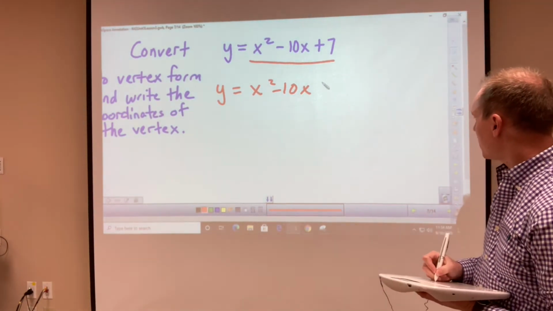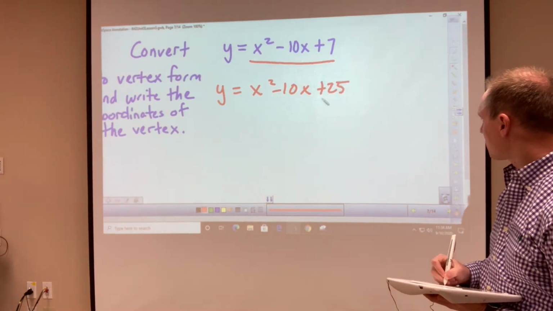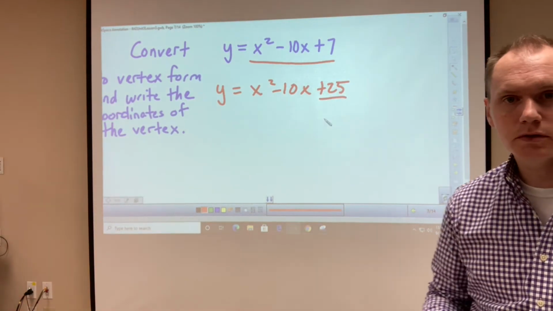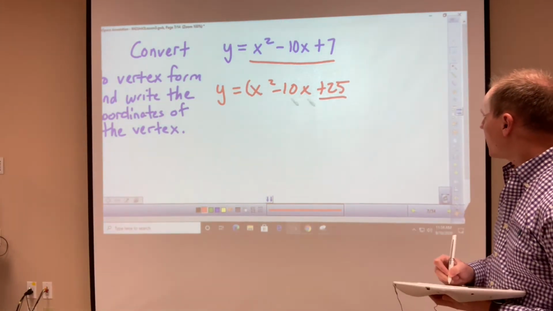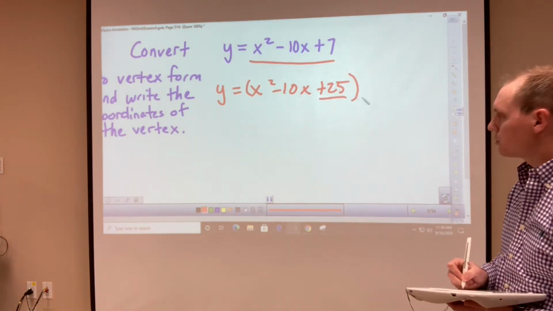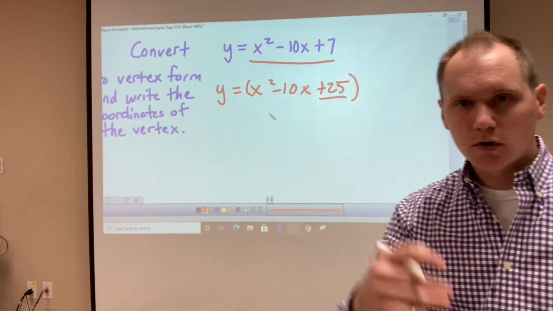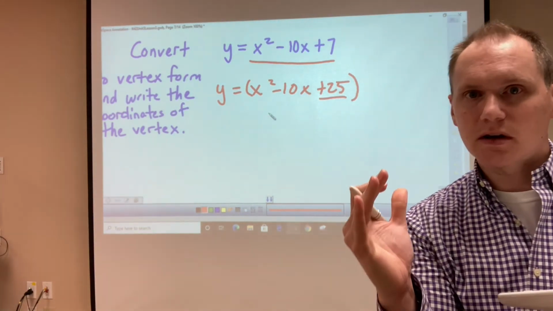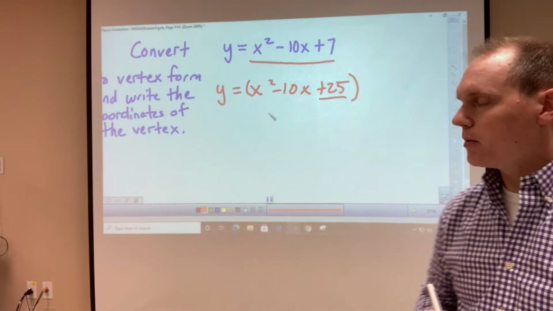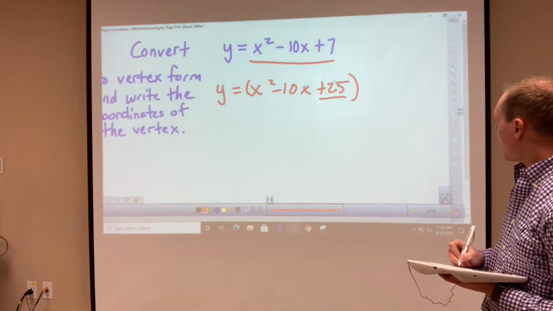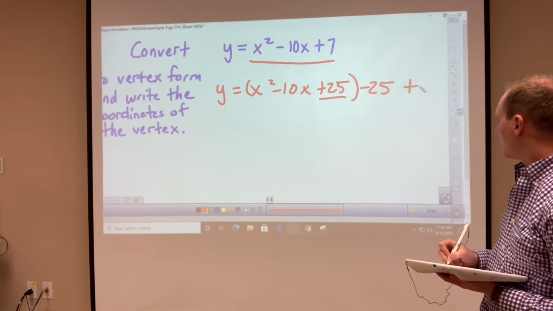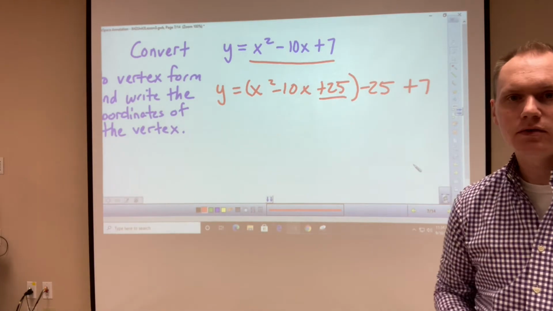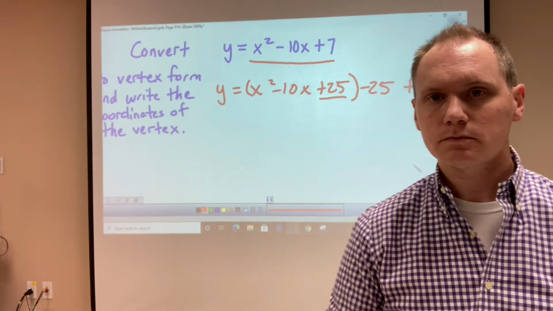So we wanted a plus 25 here, right? Okay, well, let's do that. Let's just put the 25 in, but compensate on the outside. So I'm going to put this in parentheses. I'm going to group that part together, that part that's going to build that perfect square. And then if I add 25 to compensate, I'm just going to subtract 25 out of here. And that'll go with the positive 7 that was there in the beginning.